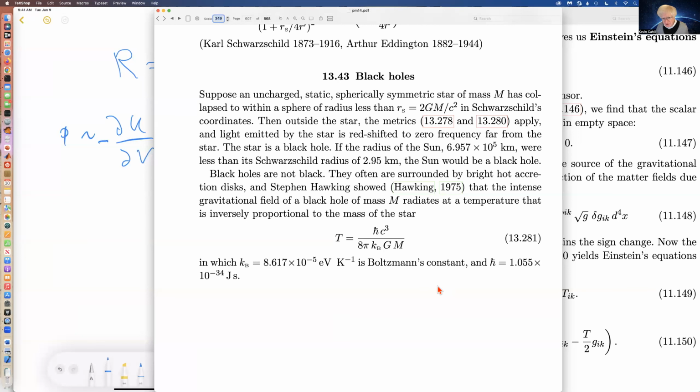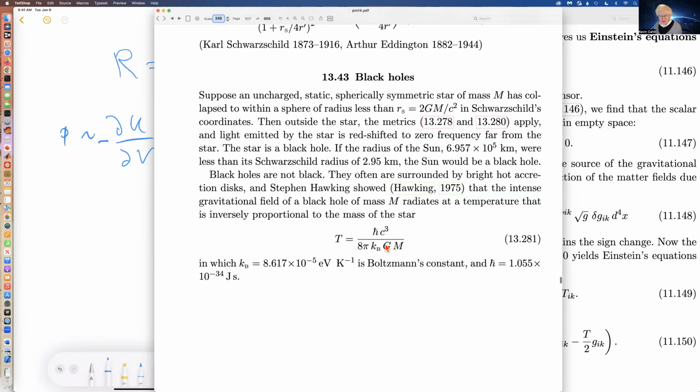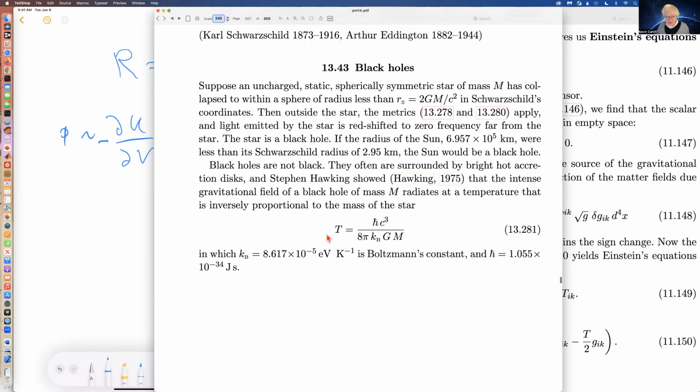And the temperature then, it's a remarkable formula. It's C cubed, H bar, Boltzmann's constant, Newton's constant, and then the mass of the black hole. And so you see how much physics is involved here. Quantum mechanics, special relativity, thermodynamics, general relativity, and gravity. And then you get a temperature, which is kinetic theory.